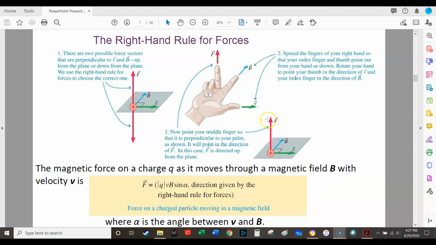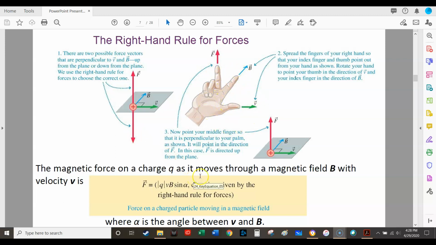So for example, if you have a positive particle moving to the right through a magnetic field pointed up the plane, it will experience a force applied in this direction. Notice how it reflects exactly what's happening here.